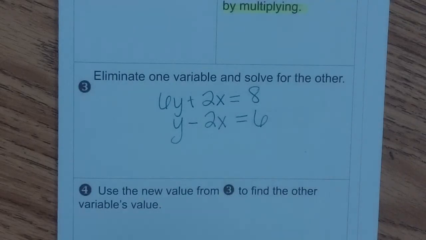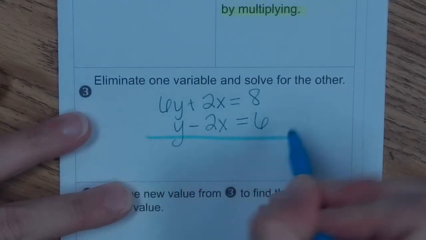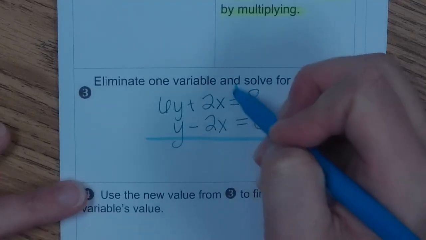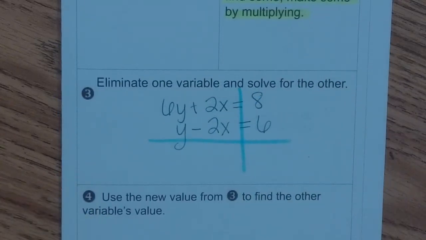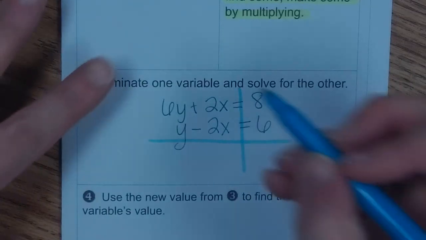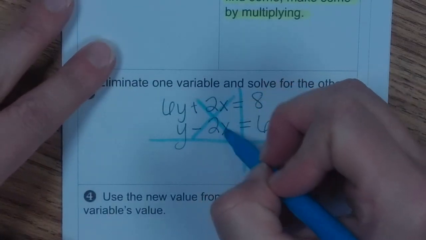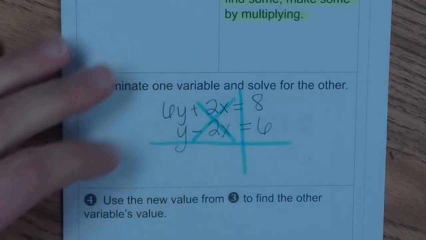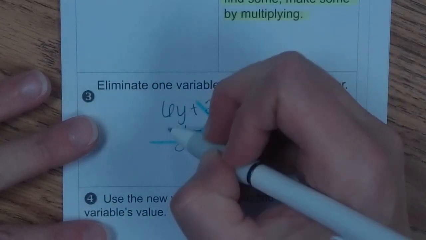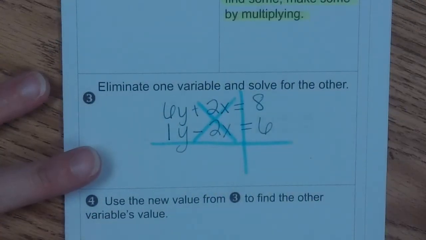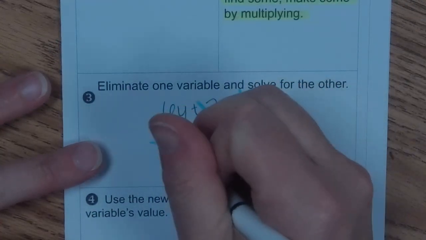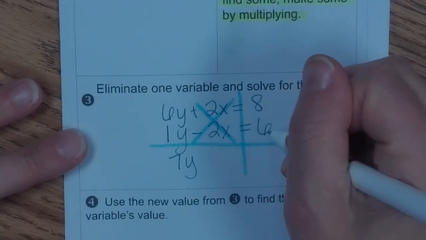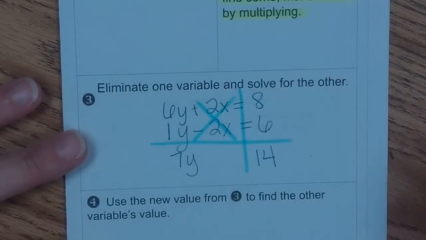I'm going to use a blue highlighter to show this, but basically you're just going to draw a line underneath to show that we're going to add the equations together, and a line through the equal sign just so we don't mix up our sides of the equations. And we're going to notice that those cancel out, so we're going to cross them off. Okay? And then we're just going to add 6y plus, remember there's a 1 hiding there, so 1y is 7y. And on this side I'm going to do 8 plus 6, and that's 14.